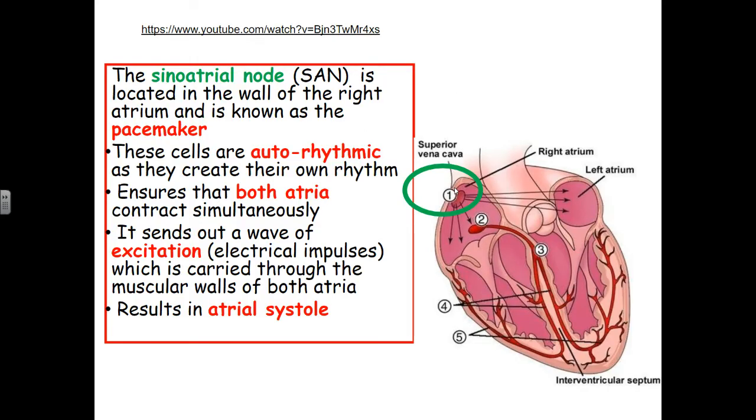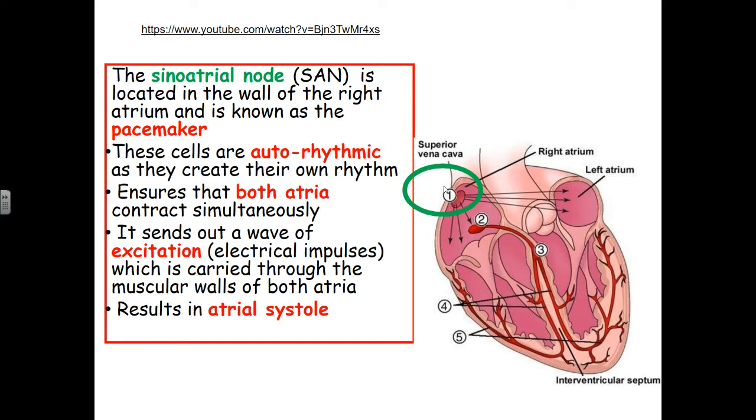So the sinoatrial node is found up here at the upper portion of the right atrium. It's known as the pacemaker. If somebody's SAN node is not firing properly, either due to disease or damage, then you can have an external pacemaker added to the body, and this will do the job of the sinoatrial node. The cells of the heart are autorhythmic, so they have their own little rhythm, and you need something to tell all the cells of the heart to beat at the same time.